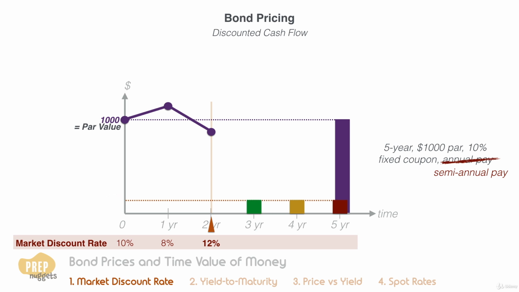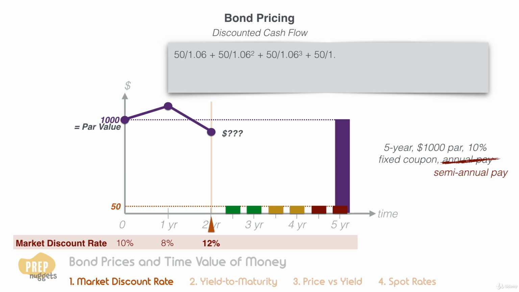The bond pays coupons of $50 every half a year instead of a full year. The principle for calculation is the same. Discount all the future cash flows to the current period. Note that the discount rate per half a year is 6%, half the market discount rate of 12%. Add up all the cash flows and we get a price of $951.